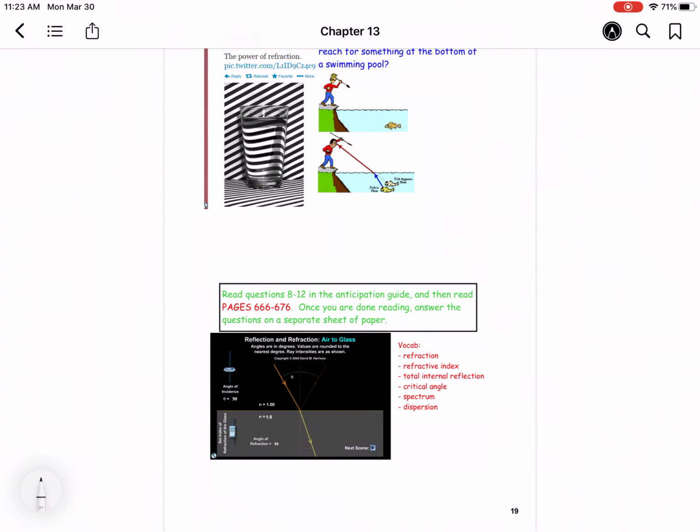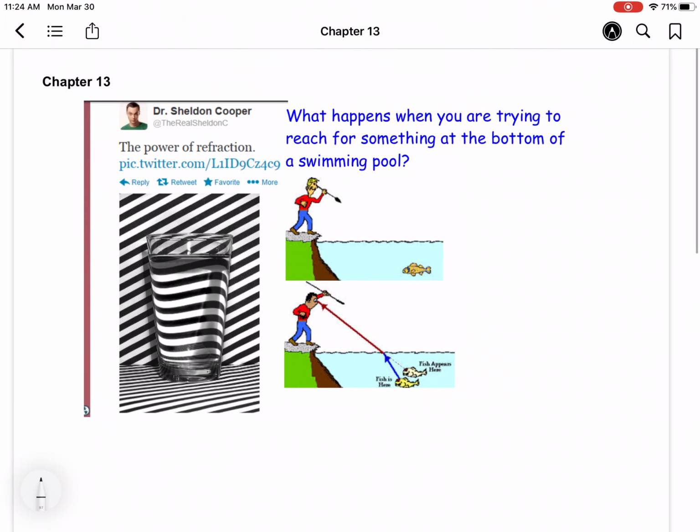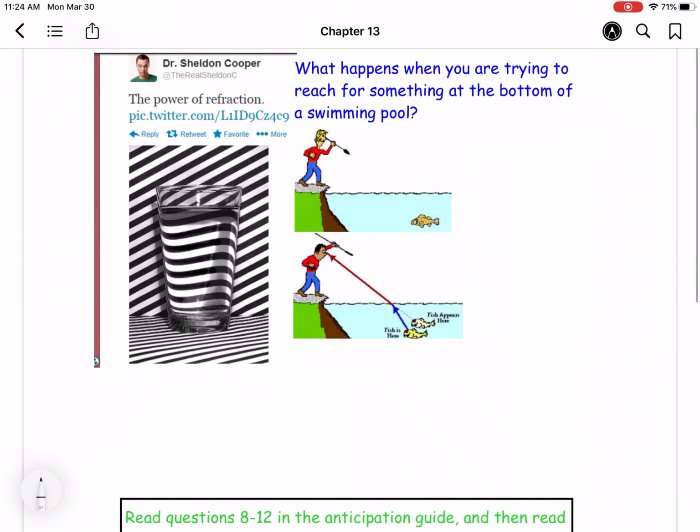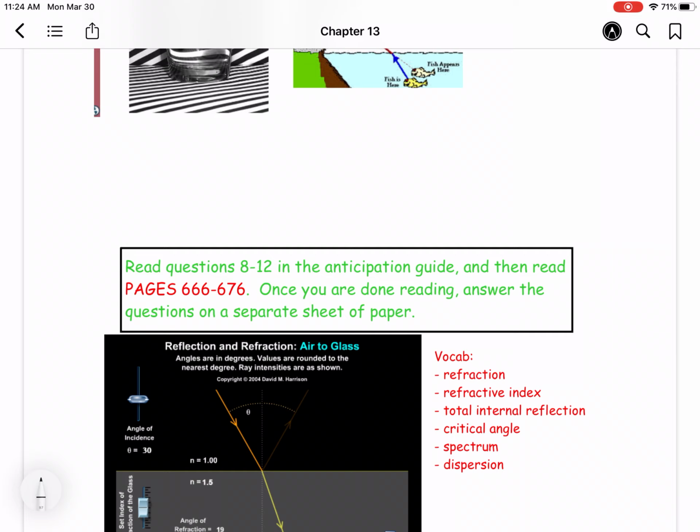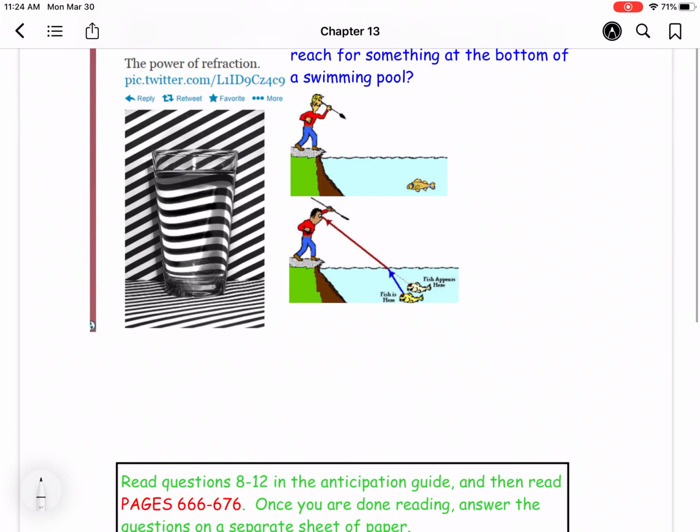Hello, Physics 30. Welcome to EMR Chapter 13, Lesson 3. We are going to get into the reflection and refraction of light, depending on what it's entering and exiting.